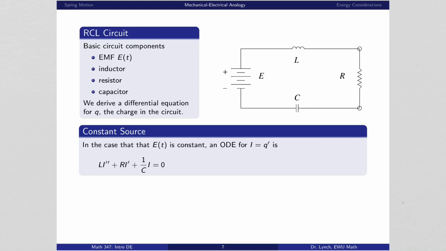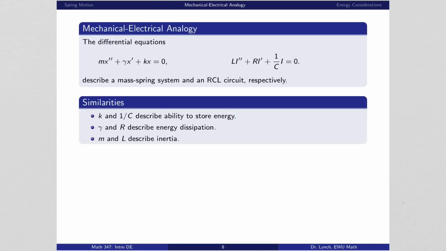Okay, so again, in this scenario, the current is an unknown function, and we'll see that the current and the different circuit elements are in analogy to the distance from equilibrium in the spring and the elements of that system as well. Okay, so here are those two differential equations side by side, and we can sort of think of the spring and the capacitor as the ability of the system to store energy.